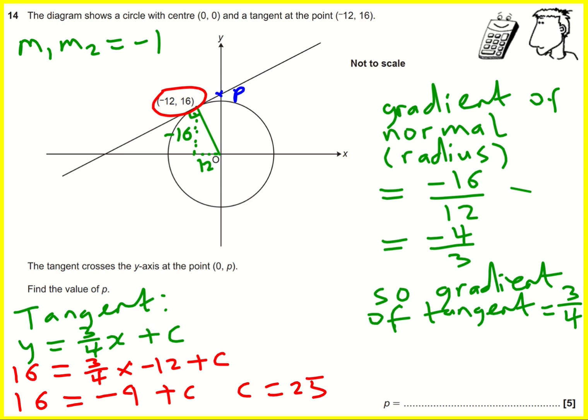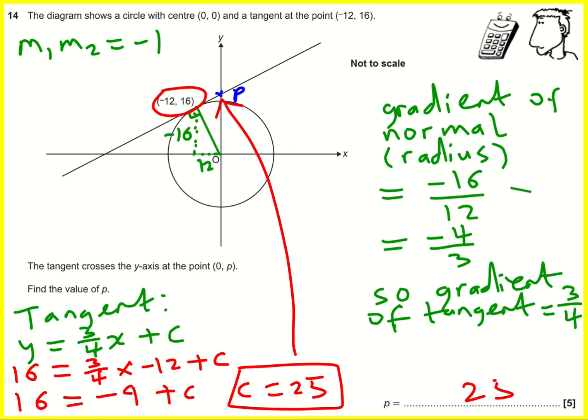Actually, the thing that I wanted was this value here. This value of c is the value of p. It's my intercept. And so I've basically found it. I don't need to write any more except that p is equal to 25.